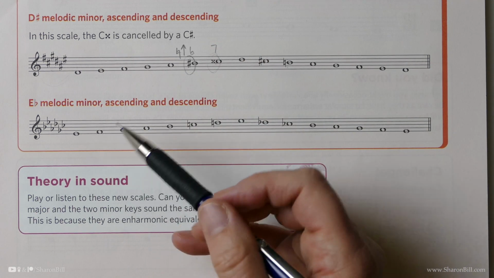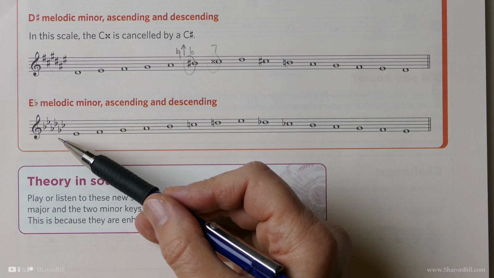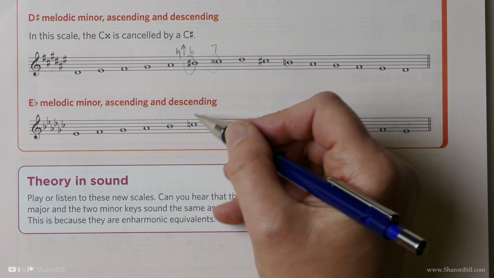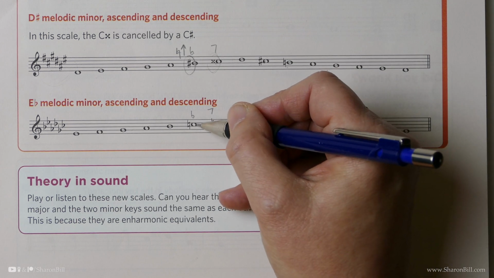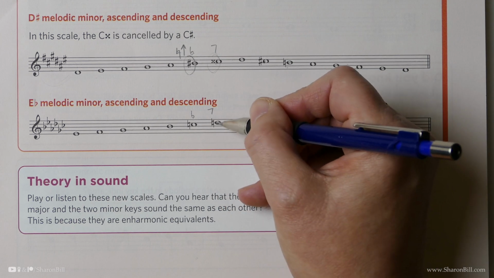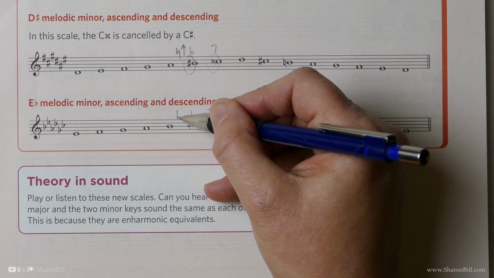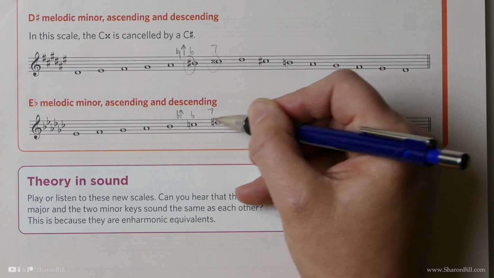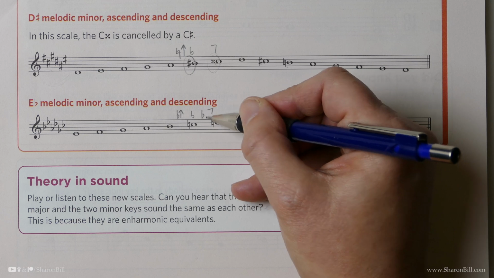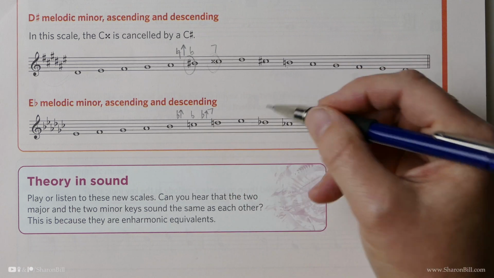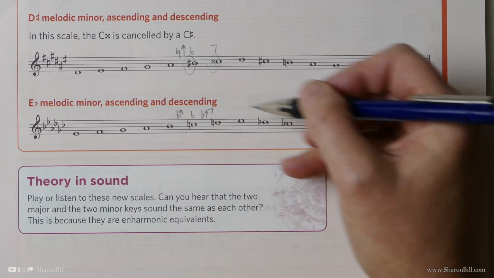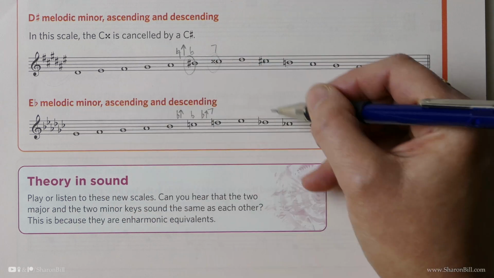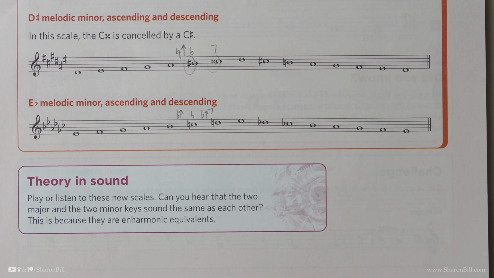Again, it's a little bit easier to comprehend in the flat key because as we raise the 6th and the 7th, this would be a C flat, this would be a D flat, and so a flat raised becomes a natural, a flat raised becomes a natural, and then to come back to the key signature for the descending form, we just add the flats to put it back to the key signature.